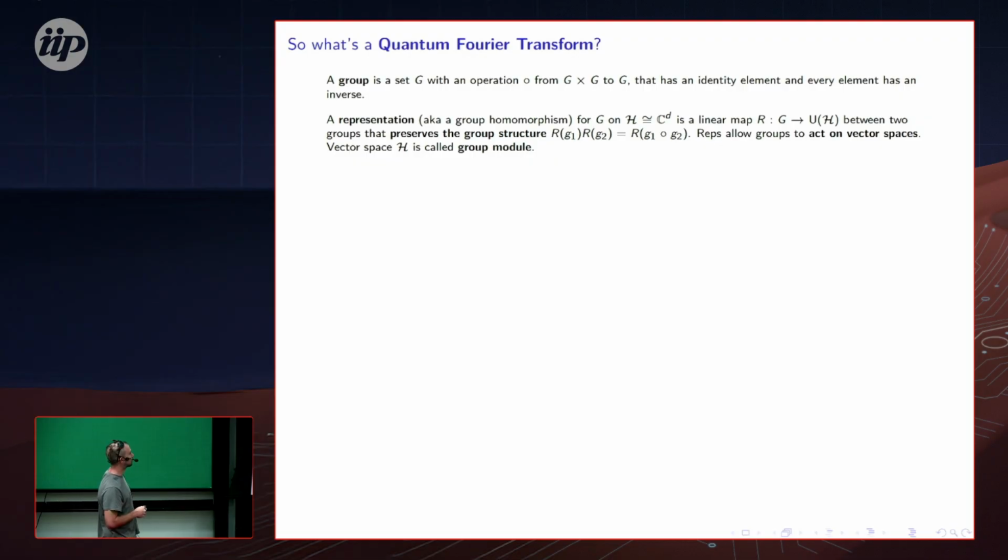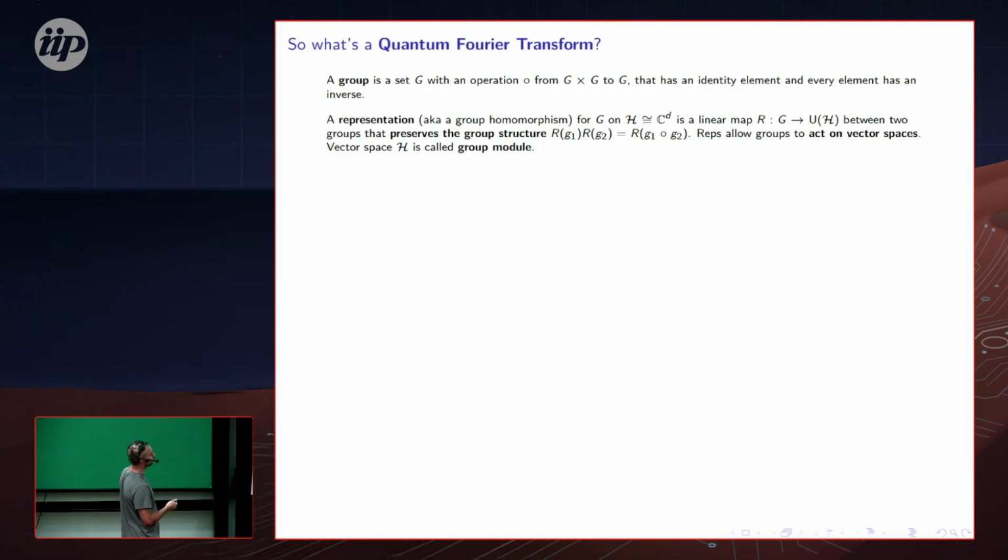A group representation, and I'm only going to do unitary group representations, is called a representation of G on H, which is a vector space. It is a map R from G to the unitary group U(H). Both G and U(H) are groups, and this is a map between groups. The only thing you ask this map to satisfy is the group homomorphism property, which just says that it preserves the group structure.